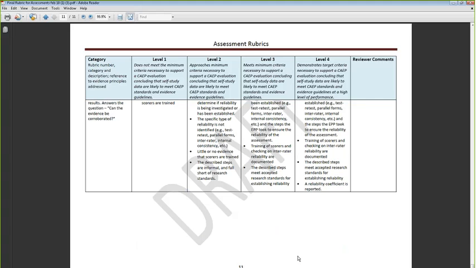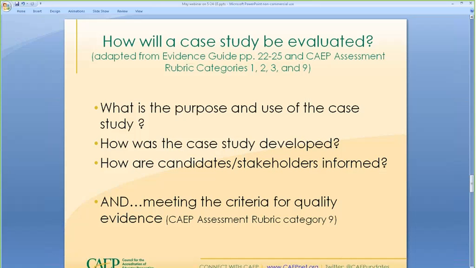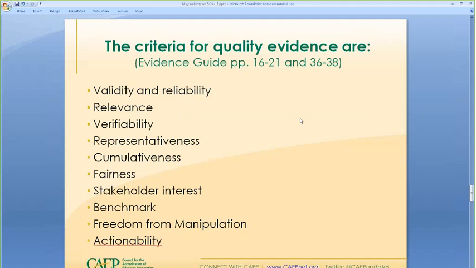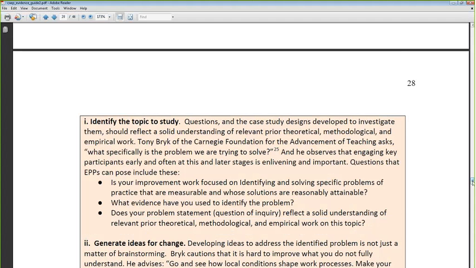Okay, I want to also share with you something from the CAPE Evidence Guide. Let me continue with my PowerPoint. In the Evidence Guide on pages 16 to 21, and this is particularly relevant for case study, are these criteria for quality evidence. And this comes from a paper by Peter Ewell, who wrote this paper actually for CAPE. I'm going to go to those pages now.